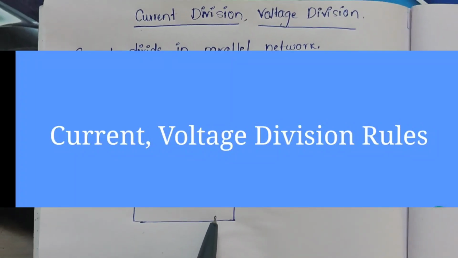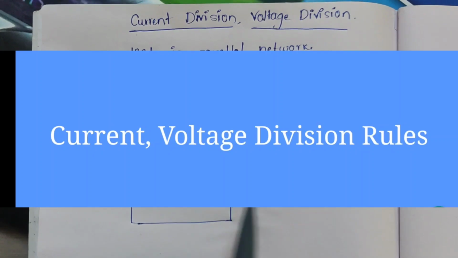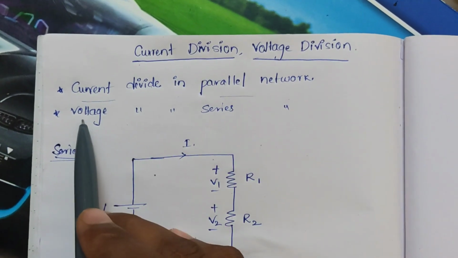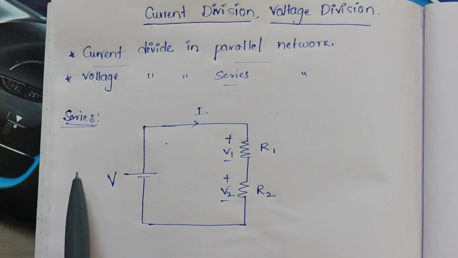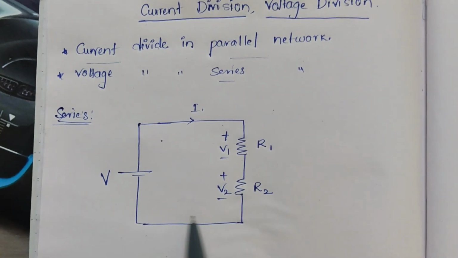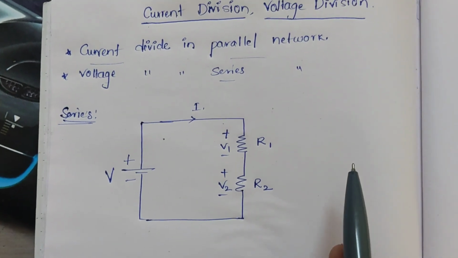Hello students, now let us try to understand current division and voltage division rule in a network. We already know that current will divide in a parallel network, and voltage divides in a series network. Now let us observe. We have considered a series network of resistors R1 and R2, and we have a voltage supply of capital V.